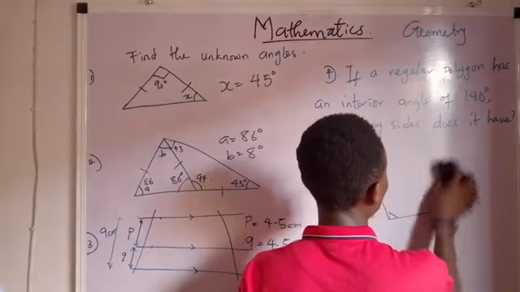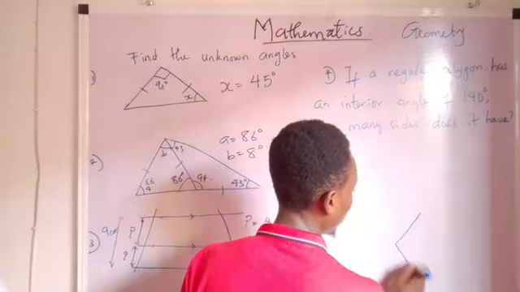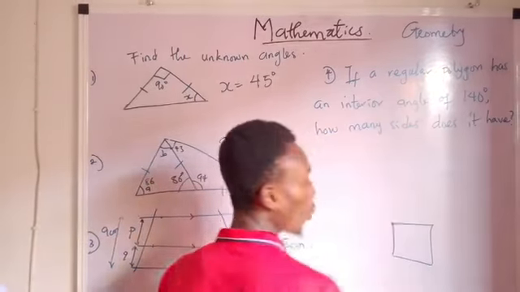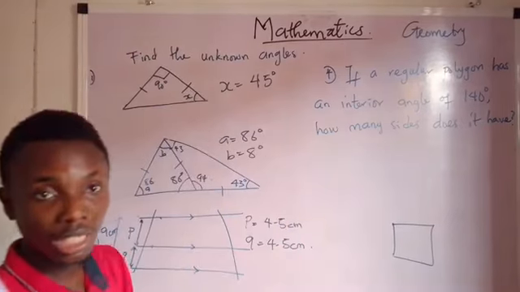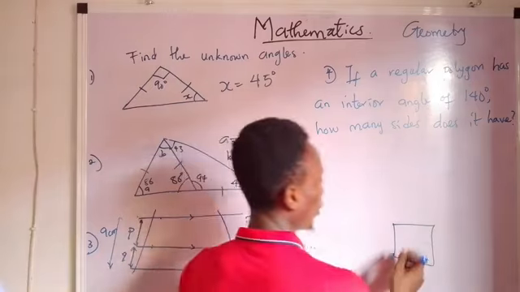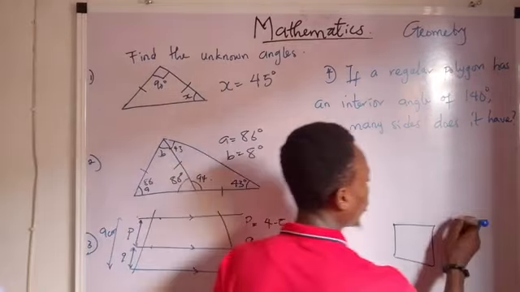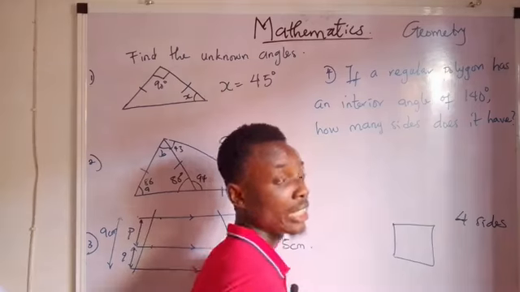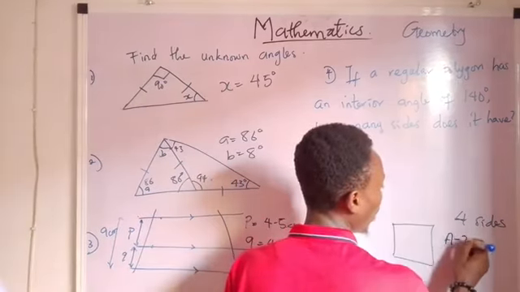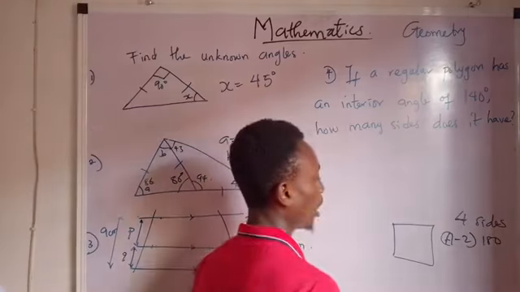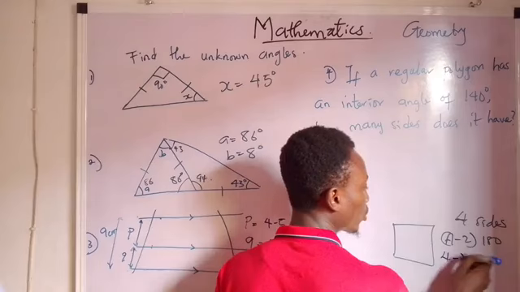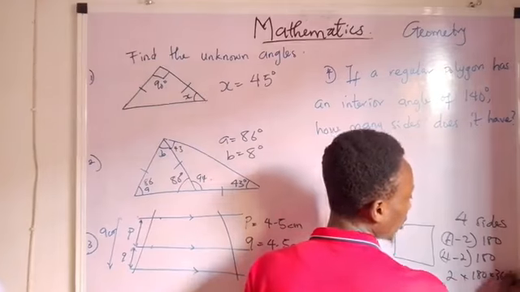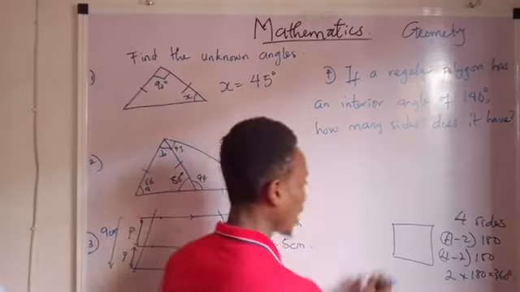Now, let's take a square, for example. A square is a regular quadrilateral, right? And a quadrilateral is a what? A polygon. Now, a square has how many sides now? 4 sides, right? How do we find the angle for each side? Now, we use the formula n minus 2 times what? 180. N is what here? 4. 4 minus 2 times what? 180. That's 2 times 180, which will give us what? 360 degrees.